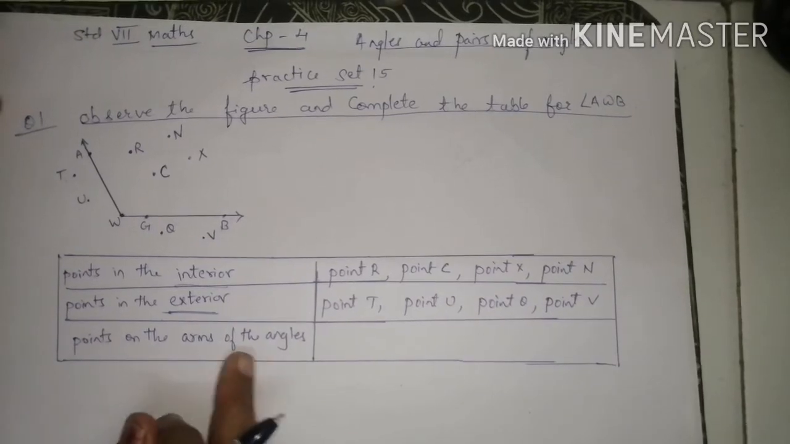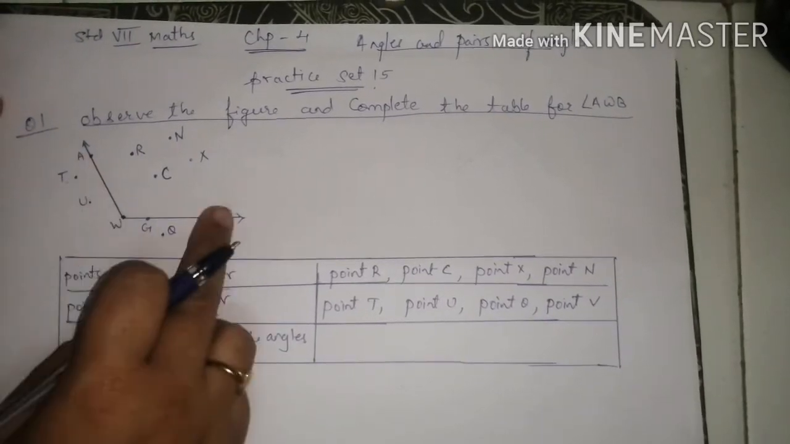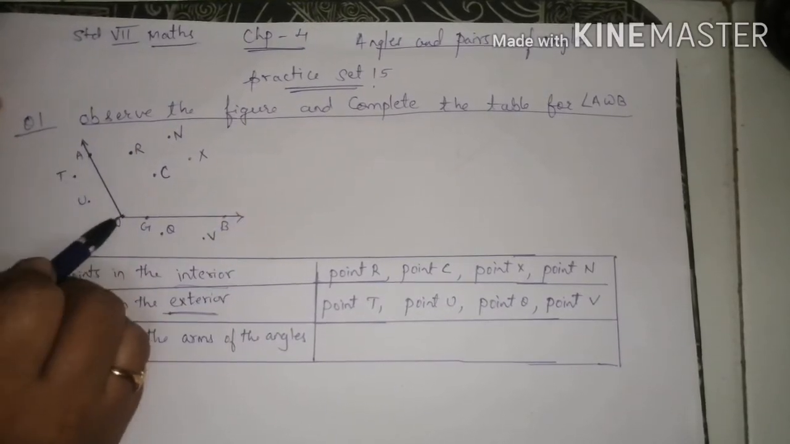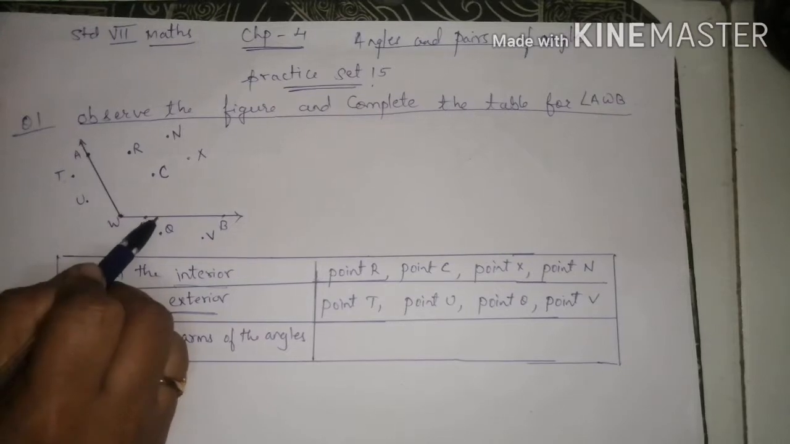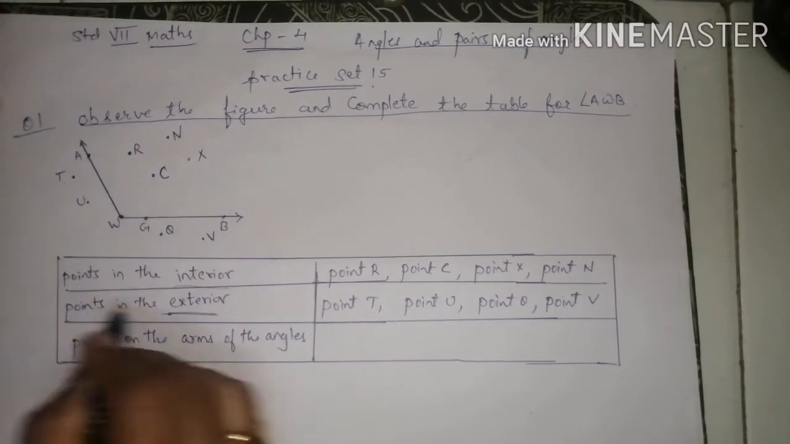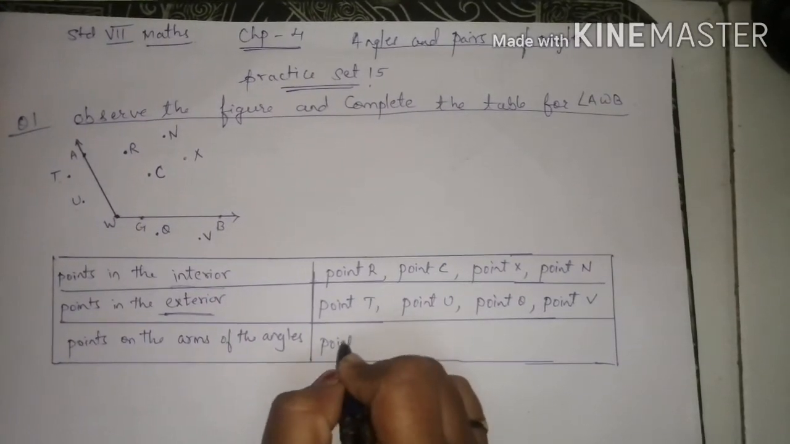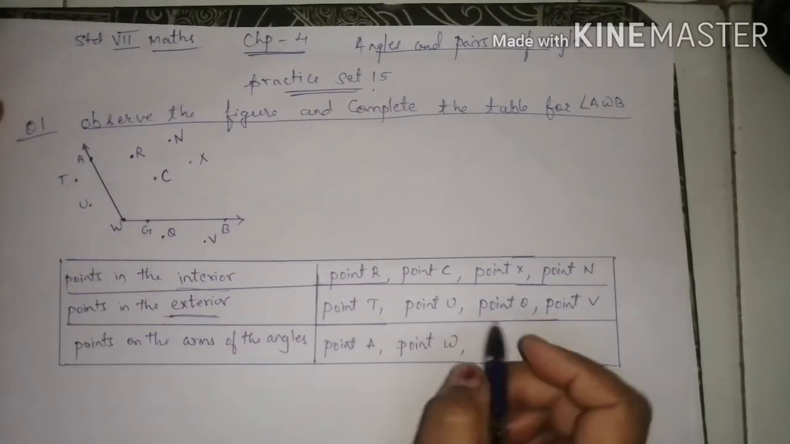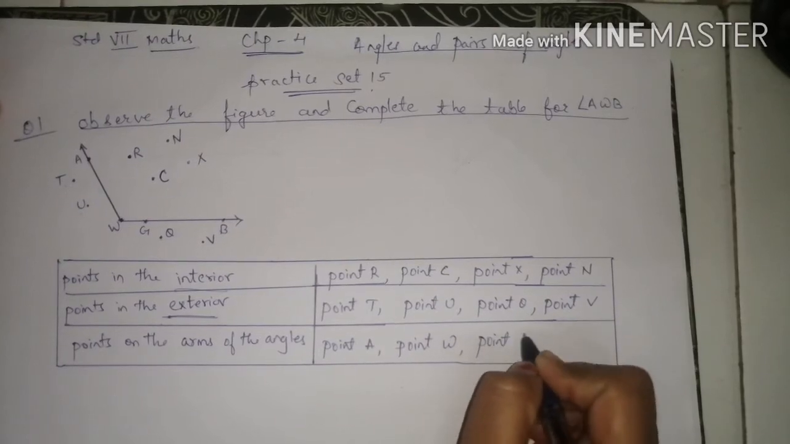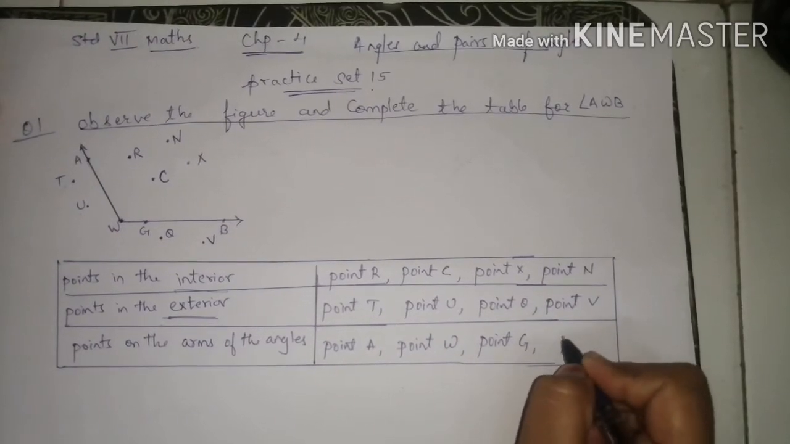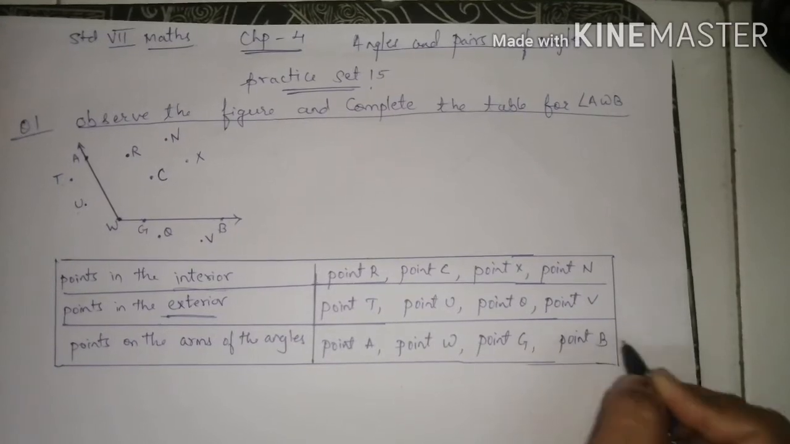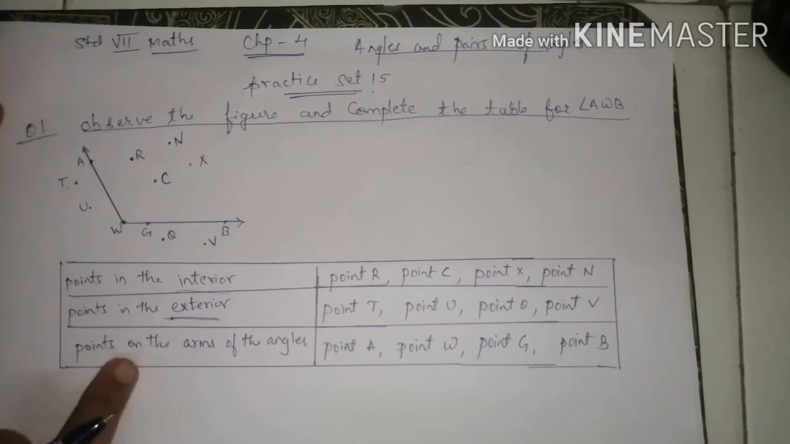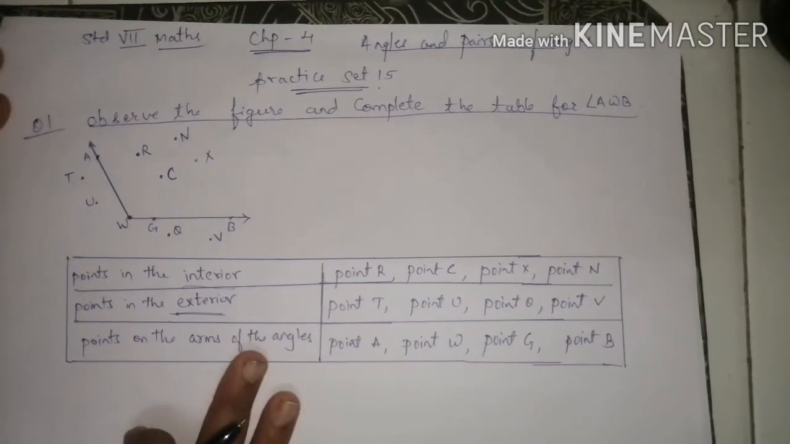The third one is points on the arms of the angle. These are the arms. So on the arms which points are lying? Point A, point W, point G, and point B. So write that: point A, point W, point G, and point B. So that's all in question number 1: points in the interior, points in the exterior, and points on the arms of the angle.